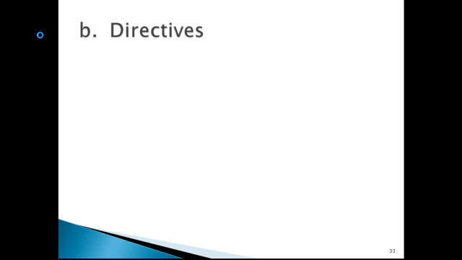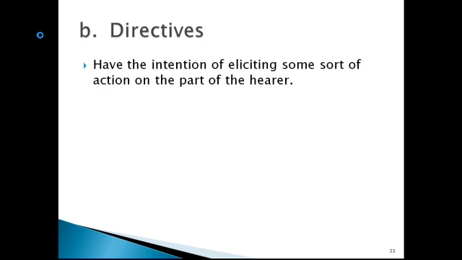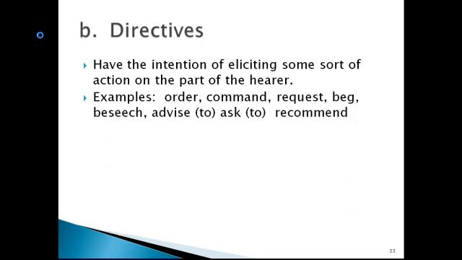The second class is that of directives. Directives have the intention of eliciting some sort of action on the part of the hearer. Examples of directives are such verbs as order, command, request, beg, beseech, advise to, ask to, recommend. All these are directives because they have the intention of eliciting some sort of action on the part of the hearer.